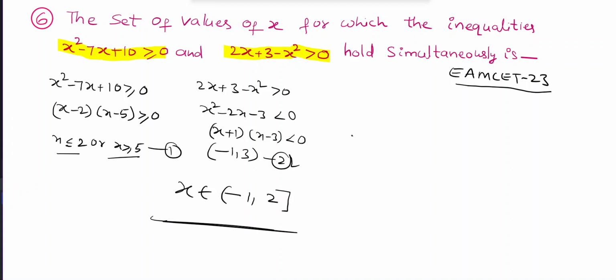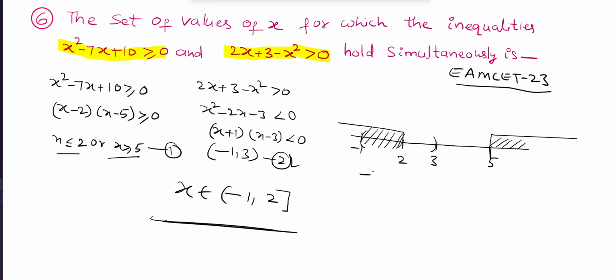That means x less than or equal to 2, on the number line system. This is 2, less than or equal to. So this is 5, x greater than or equal to 5. That means 5 and above this part. X belongs to minus 1 comma 3. This is minus 1 and this is 3. So x belongs to the common part. So minus 1 to 2. Here is minus 1 open bracket, 2 closed bracket. This is the common part.